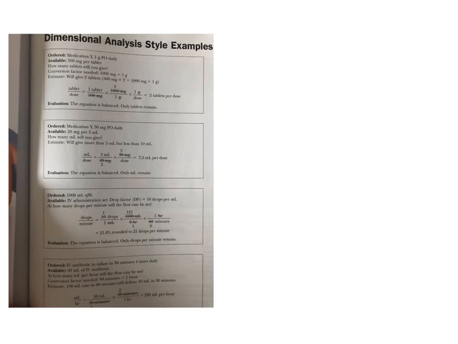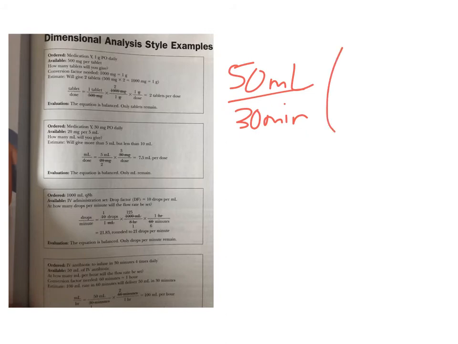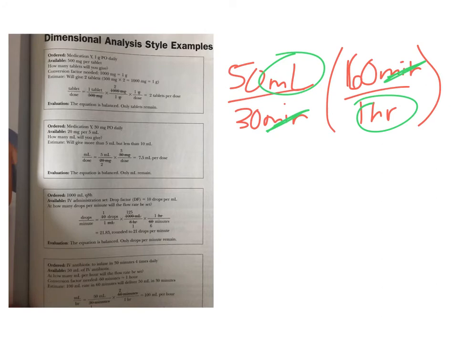But using dimensional analysis, think, okay, we have 50 milliliters to give over 30 minutes. Well, our conversion to get that to hours is every 1 hour. Oh, I'm sorry, I've got to cancel out the units. So again, there are 60 minutes in every 1 hour. I set it up that way so that minutes and minutes could cancel out, so that I'm left with milliliters per hour, and that's what I'm looking for.